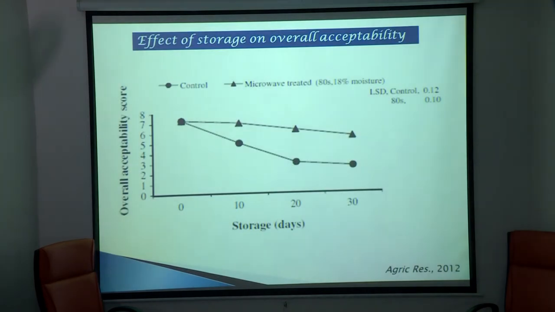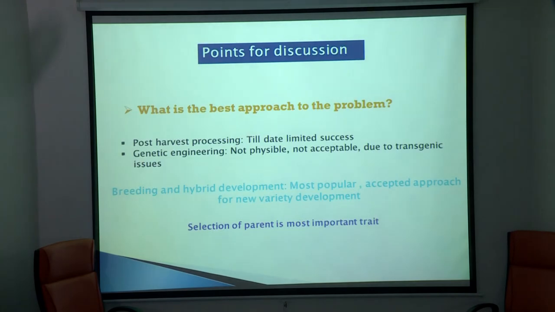Then they checked the overall acceptability of that flour up to 30 days. They found that 18% moisture and 80 seconds of microwave treatment to the grain, and then making the flour, improved the flour keeping quality up to 30 days as compared to the non-treated one. So all these post-harvest processing methods improved the pearl millet shelf life, but in a limited way, up to a maximum of 1 month, not more than that. So it is still a problem.